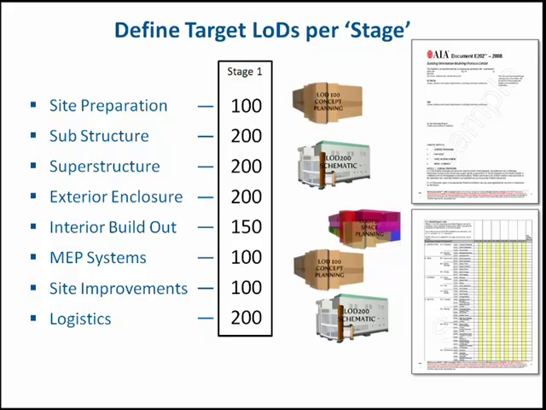You can now see that we define a level of detail per stage. So as we develop, we're going to go into substructure. You can see we need level of detail 200, superstructure level of detail 200, exterior enclosure. These are so we know stage and we know level of detail, and that tracks along with how we're going to evolve our price and schedule for the project as well.